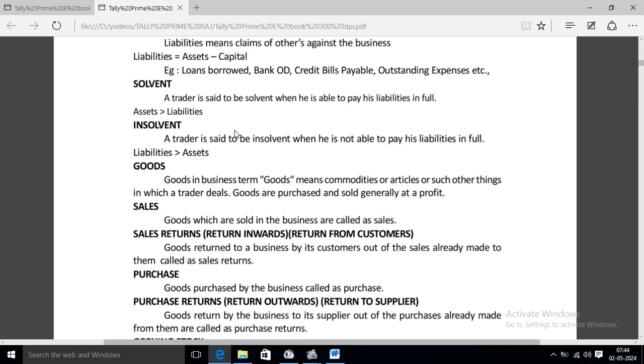Solvent. What do you mean by solvent? A trader is said to be solvent when he can pay his liabilities in full. Assets are greater than liabilities. Insolvent means a trader is said to be insolvent when he is not able to pay his liabilities in full. Liabilities are greater than the assets.